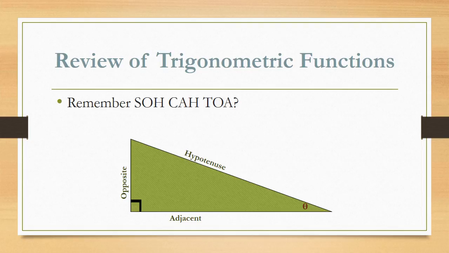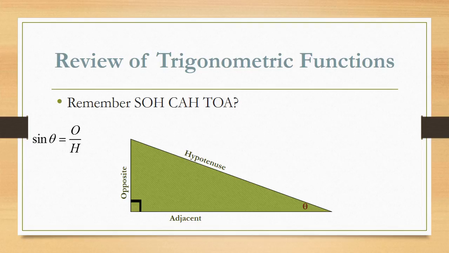We have the opposite side and the adjacent side, which are always relative to theta. They're always relative to the angle we have in question. The opposite is always opposite that angle. The adjacent is always adjacent or connected to that angle. The hypotenuse is always the longest side. It's always the one that is opposite the right angle. It doesn't matter which angle we're talking about for theta, the hypotenuse is always the hypotenuse.